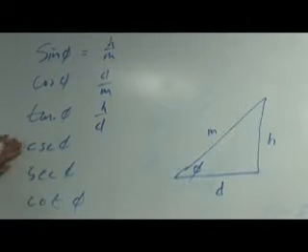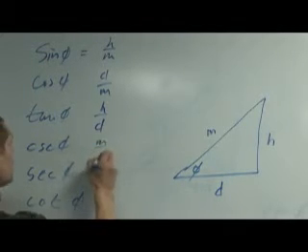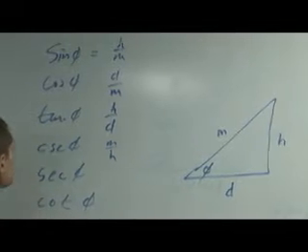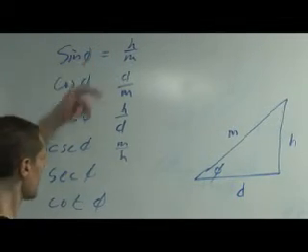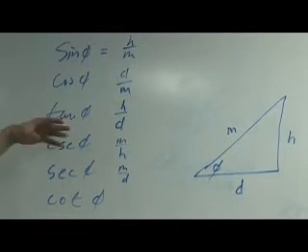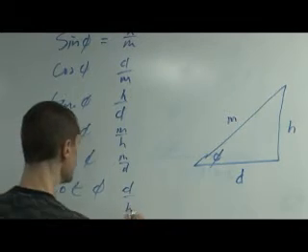And now you know that cosecant is upside down sine, so it's just m over h. And that looks like an n. So secant is just cosine upside down. That's just m over d. And cotangent is just tangent upside down. This is going to be d over h.